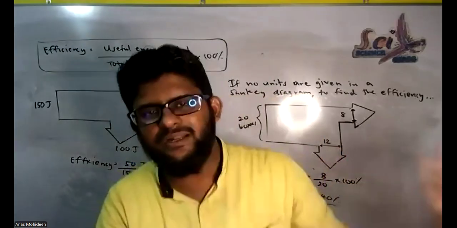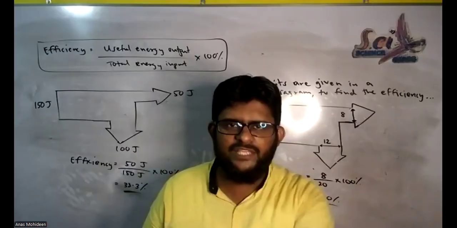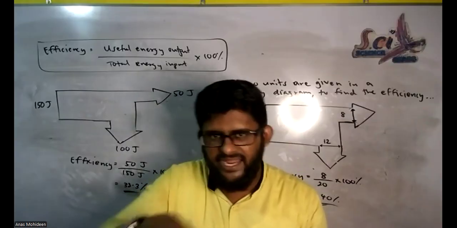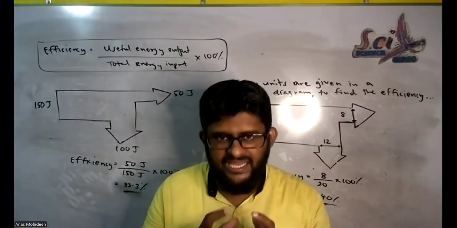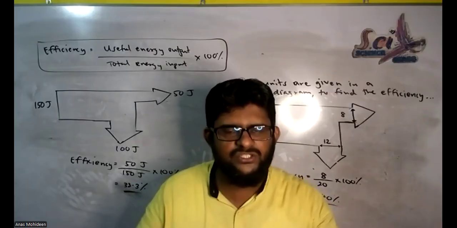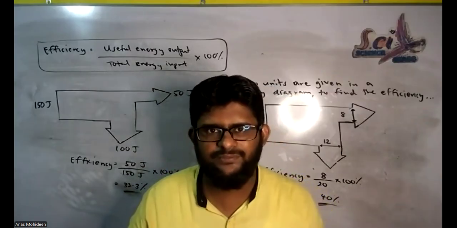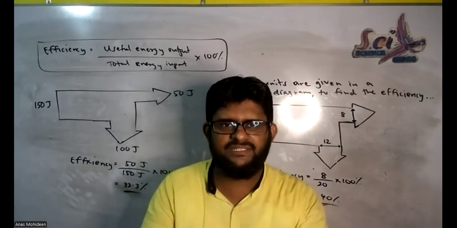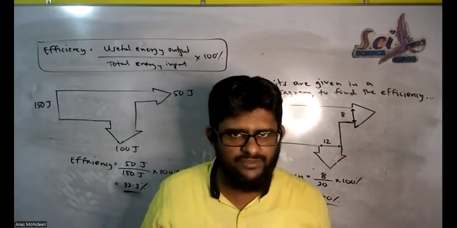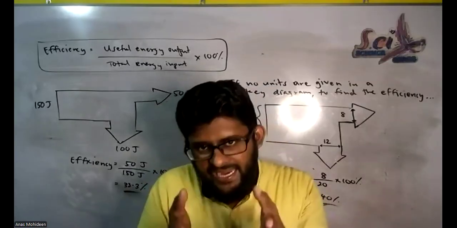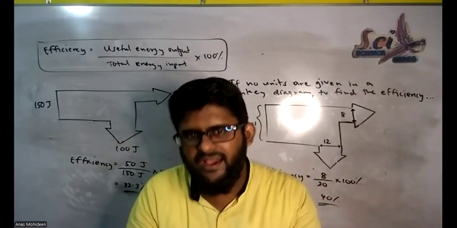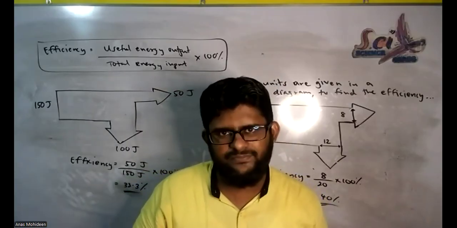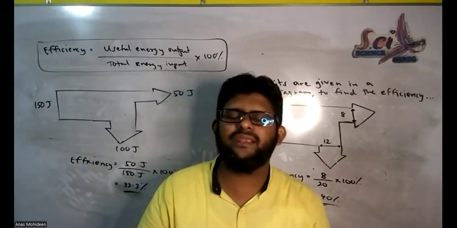Take a grinder. You turn on the switch, and electric energy is passed, 100 joules for example. Out of this 100 joules, for the grinder to work, heat is also lost when it is working. There will be a sound also. We are not using that sound or the heat. We need the substances we give to be ground. So out of the total energy we give, we get the usage of only a small amount, because most of it is lost as heat or sound. That is why we calculate the efficiency.